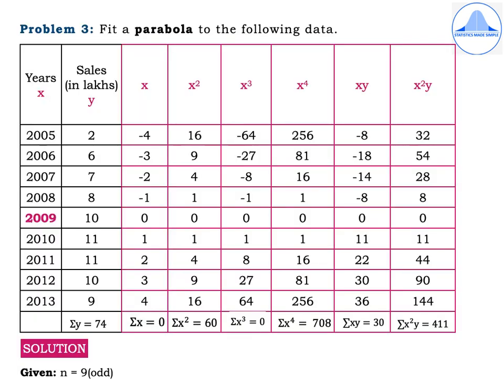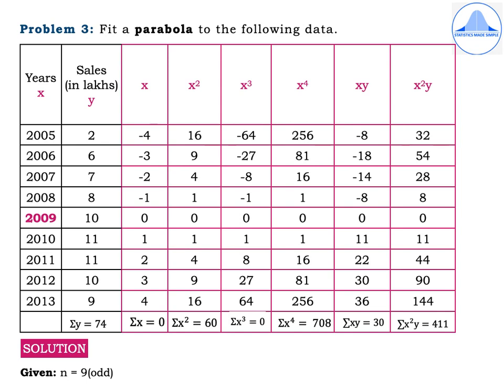Problem 3. Fit a parabola to the following data. The first column has years 2005, 2006, 2007 and it continues up to 2013. In the second column, sales in lakhs is 2, 6, 7, 8, 10, 11, 11, 10, 9. Now the first step is to mark years as X and sales in lakhs as Y. We get summation y equal to 74.